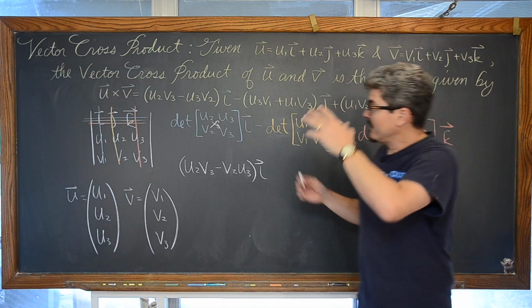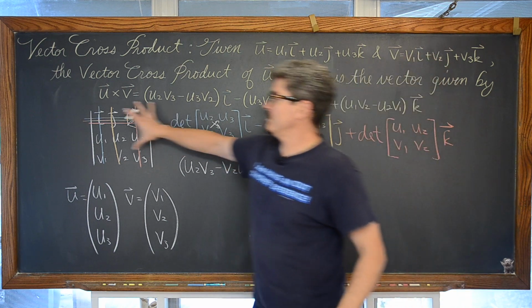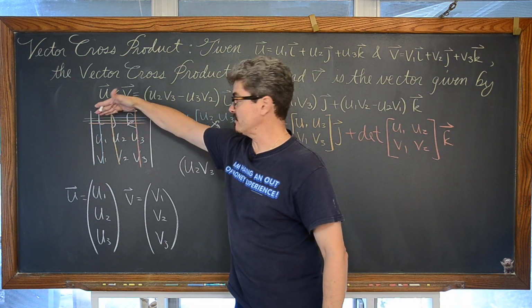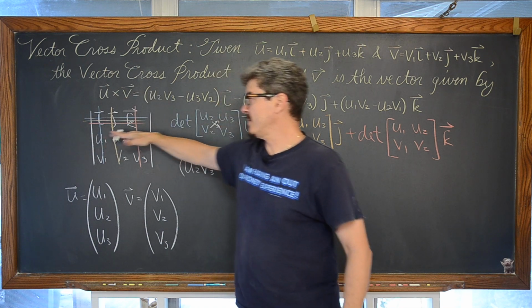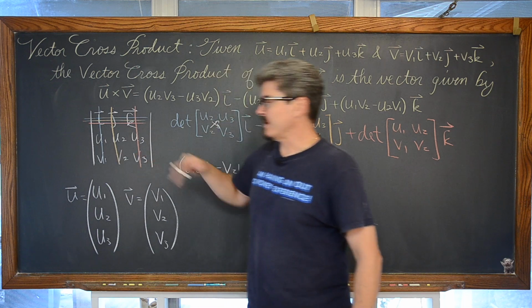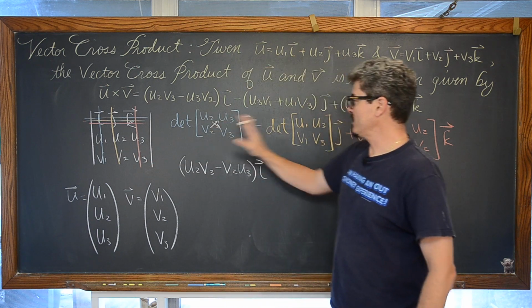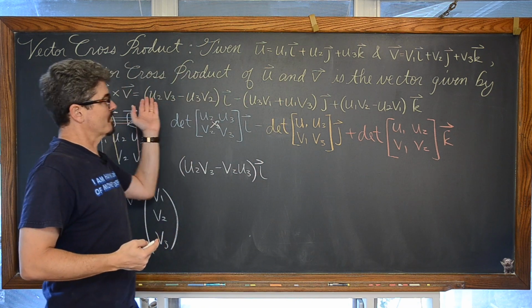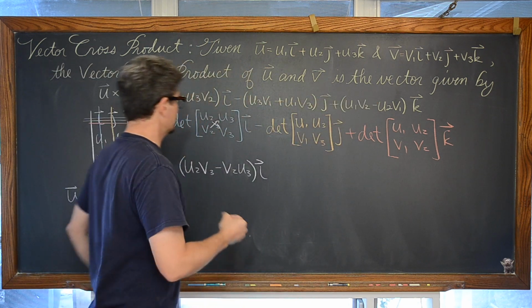And if you just understand that if you set up a 3 by 3 matrix, again with that first row being your components of i, j, and k, put the components of vector u, one of your vectors, in the second row, the components of the other vector in the third row, and do determinants of 2 by 2 matrices, as long as you can set that up, you don't have to necessarily remember this big, long, ugly formula.